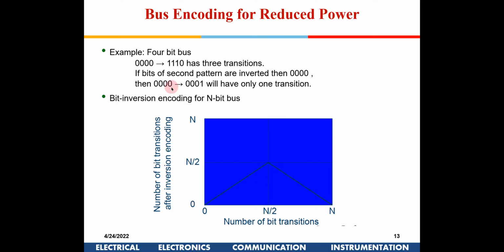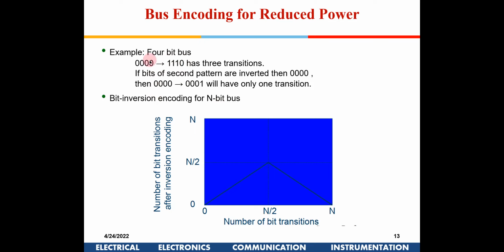Now what I am saying is, instead of sending 1 1 1 0, I am sending 0 0 0 1. I have inverted the data and sent it, so there is only one transition, whereas before there were 3 transitions. So the logic I apply is: whenever the change in data is greater than n, if there are total n bits, I invert the data and send. So the maximum number of flips that can happen will be n by 2.